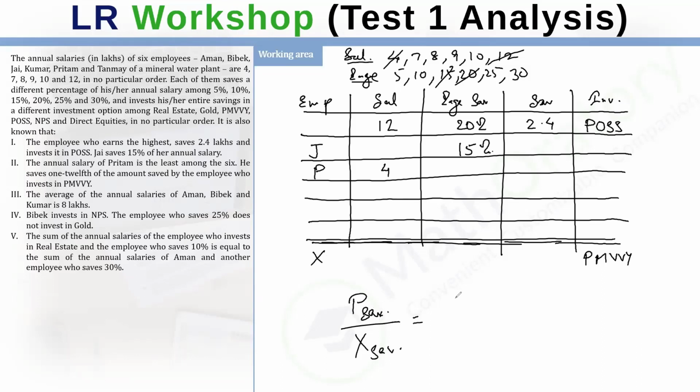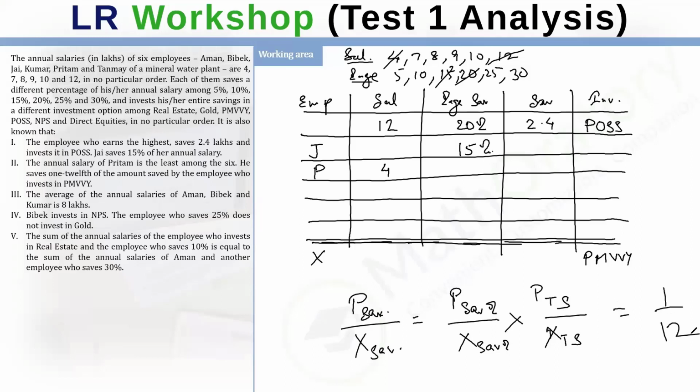Now, Preetham's saving will be Preetham's saving percentage into Preetham's total salary. And same thing with this X person's saving: X person's saving percentage into this X person's total salary, right? So I'm going to break this into these two parts. Now this thing has to be 1/12, right? So we have Preetham's savings and X's savings is 1/12. So what fractions can I break this into? We already know that this value is 4, right? So let me replace that with 4.